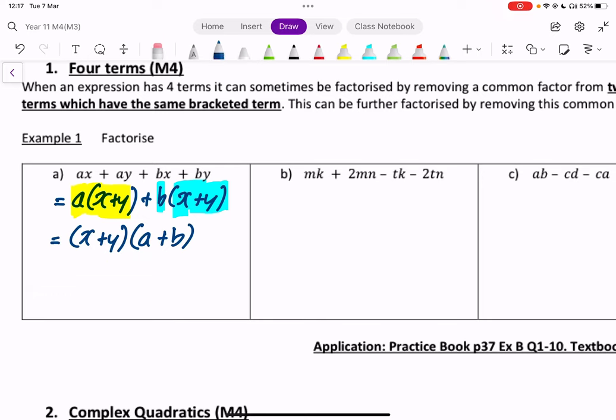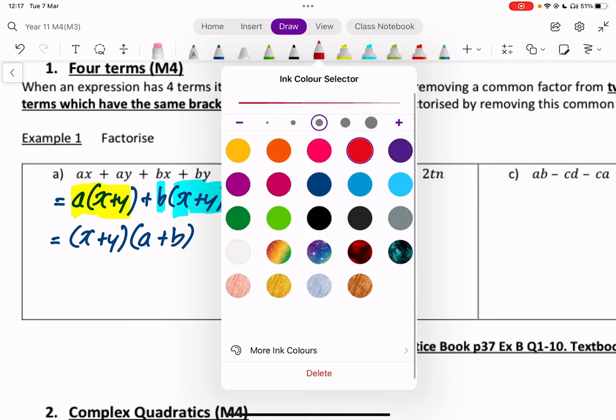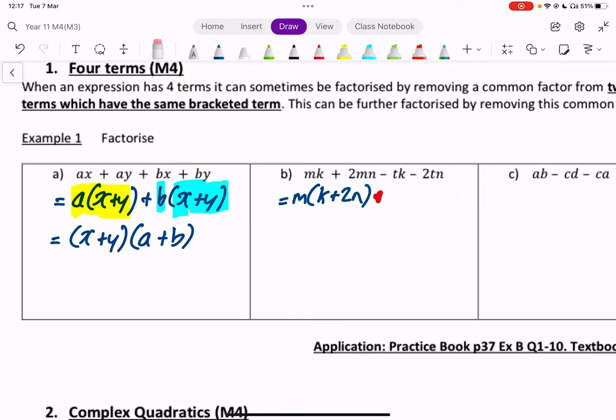Okay, next example, same idea. Factorize the first two terms completely. You have mk plus 2mn, so m can come out, leaving you k plus 2n. And over here, now I'm going to do this in red because this is going to be incorrect, so don't copy this bit down. I could see I've got a t is common, so I could take out a plus t. If I take out a plus t, then what I would have would be minus k minus 2n.